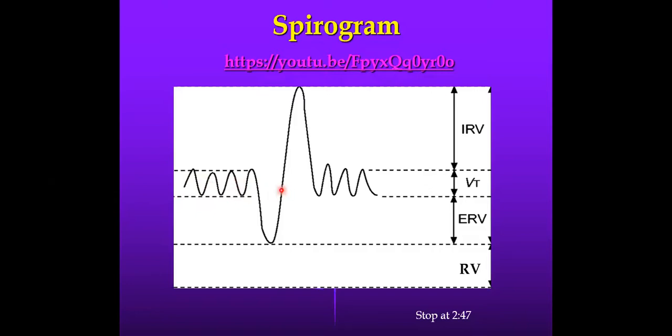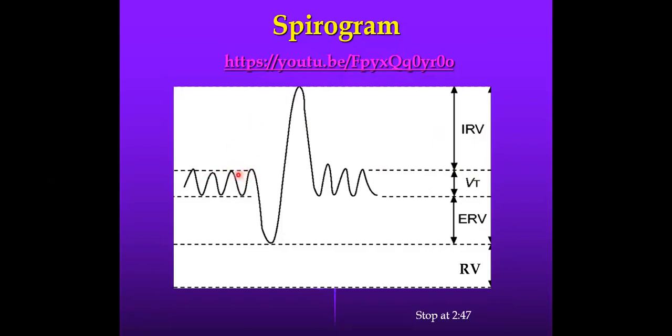All right, Kelsey. The amount of gas that can be inhaled after a quiet inhalation would be my what, Kelsey? Listen to me. IRV, inspiratory. I said inhaled. If I'm saying inhaled, I'm talking about inspiratory. IRV is the amount of gas that can be inhaled after this quiet in.